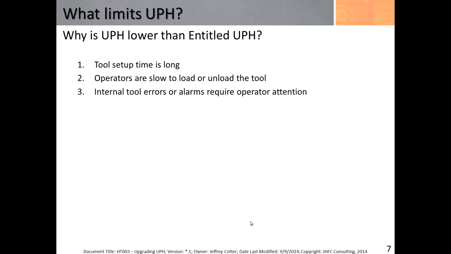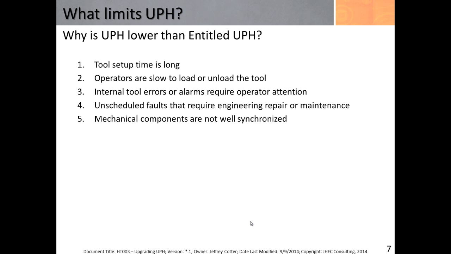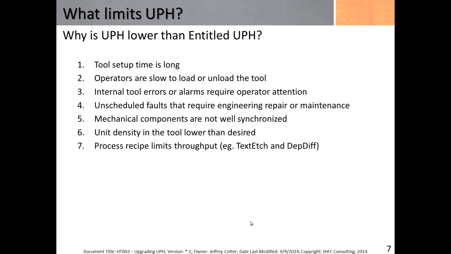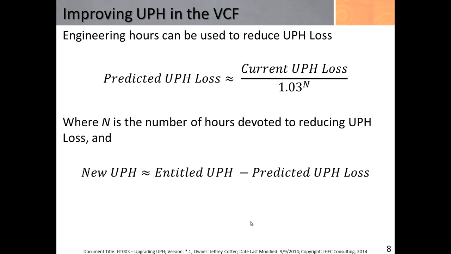Sometimes there are internal tool errors or alarms that stop the tool and require operator attention in order to continue. There are unscheduled faults that might require engineering repair or maintenance. There are mechanical components that are not well synchronized. Sometimes the unit density is lower than desired inside the tool. And sometimes the process recipe itself lowers the throughput. For example, in a text etch process, the UPH loss is 0, and the throughput of the tool is entirely limited by etch and rinse speed.